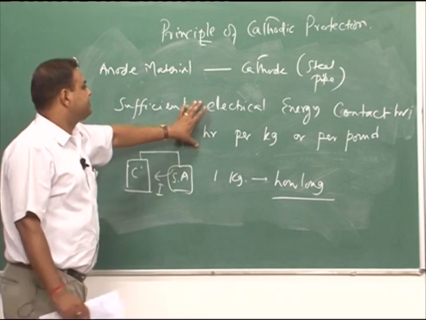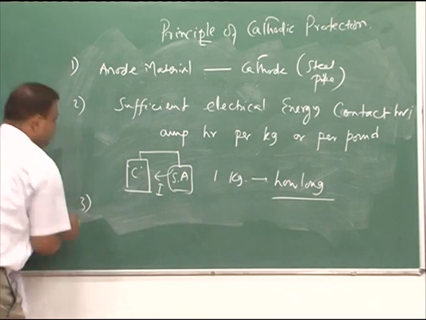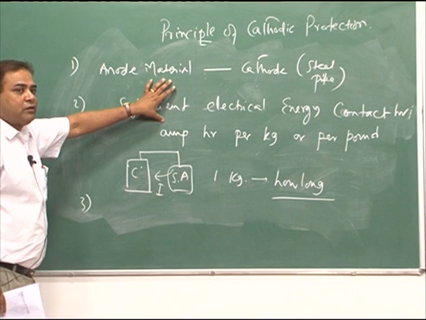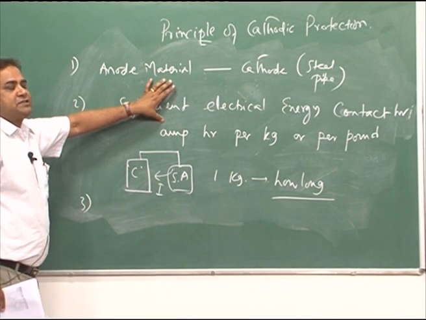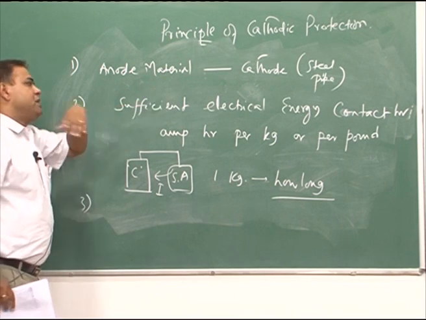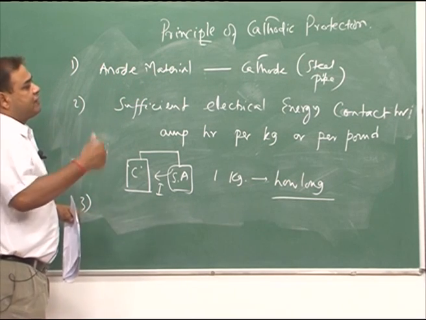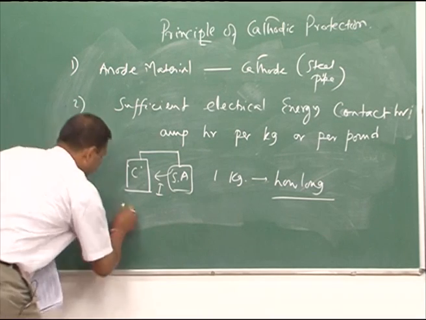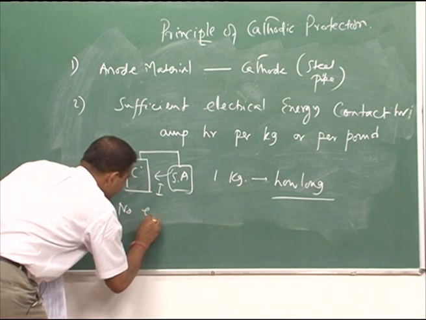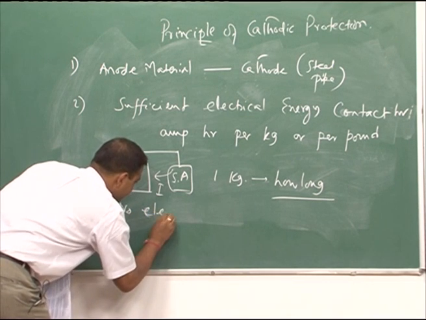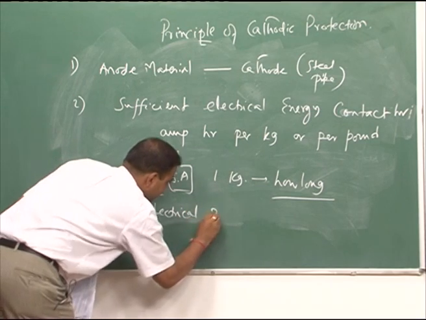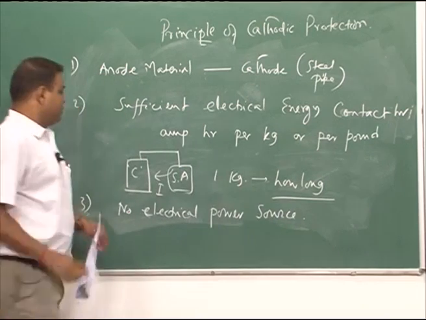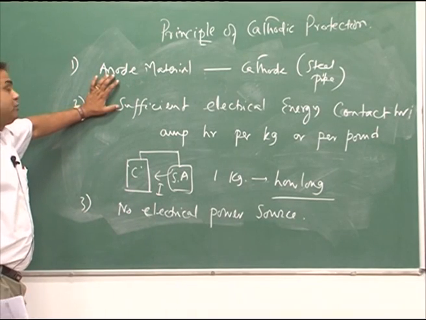Another point, which is very important, is that cathodic protection by sacrificial means we should go for wherever we do not have an external power source. Some remote places, if we do not have an external power source, then we should go for this sacrificial anode material. So, there we should go for this sacrificial anode method.